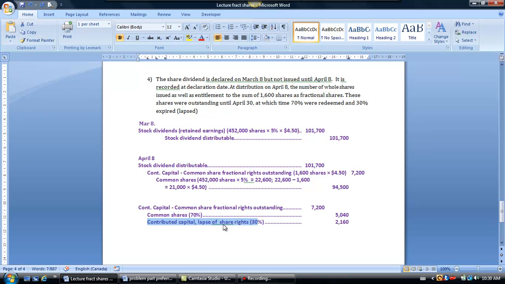And remember, we said earlier that this represents equity that the investor was entitled to, but they never exercised. So that's like equity that hasn't been paid out in any way, either through cash or shares to the investors, because the investors let them lapse. So it stays with the company as $2,160 of value. So that concludes our presentation on fractional share rights.